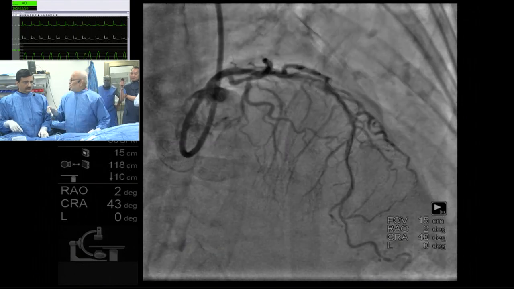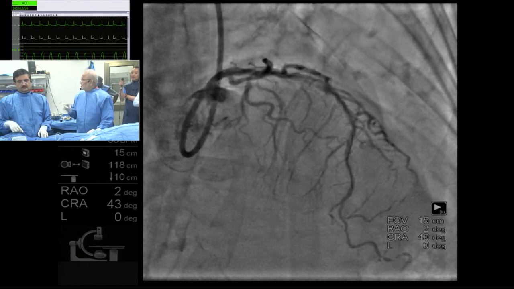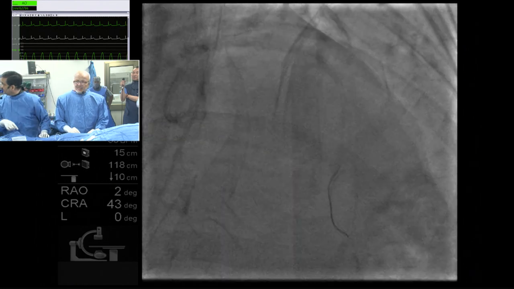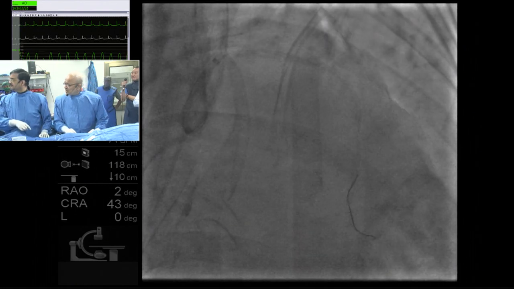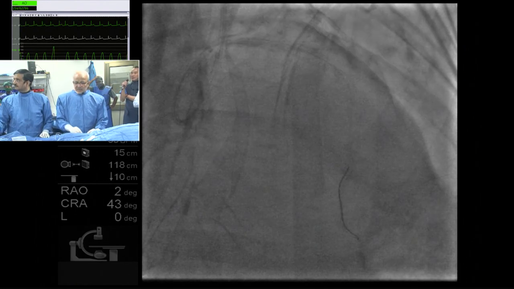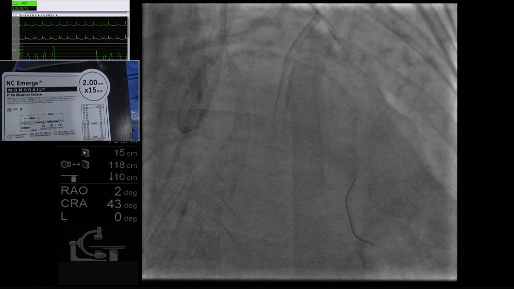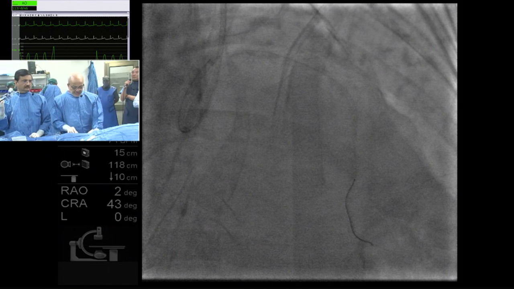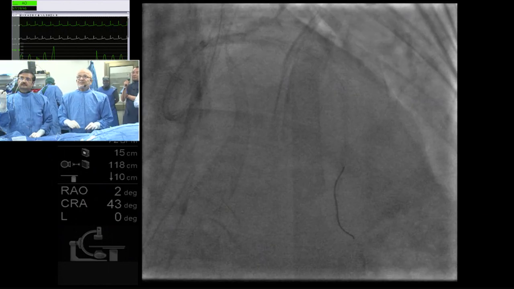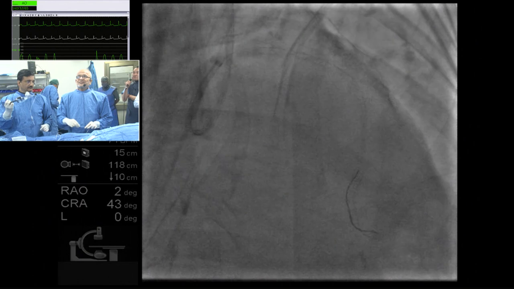So this is what, 2x15? So 2x15 NC Emerge? Yeah, so I'm using it to dilate it. And then I will be using 2.5 lithotripsy. Before that, I will do one OCT. So why do you dilate first before going out? Why don't you go with the IVL now?